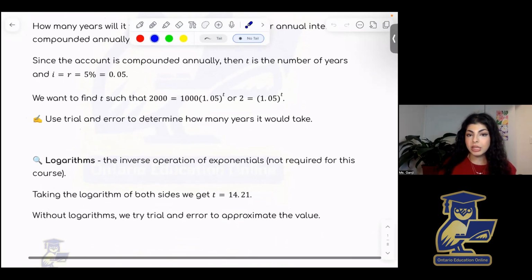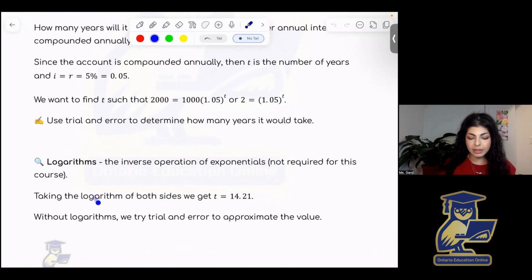So here I'm just telling you the answer, but if we were to take the logarithm of both sides, then we would get that t is equal to 14.21. So that means after approximately 14 years, the $1,000 has doubled to $2,000. Or again, even if we invest $1, it's going to be doubled to $2 after approximately 14 years. And of course, when we don't have logarithms, we would do trial and error. So compare your value that you got from trial and error to 14.21 and see how close you perhaps were.